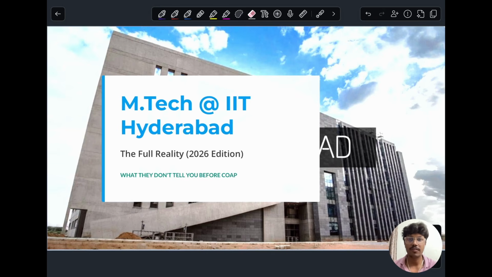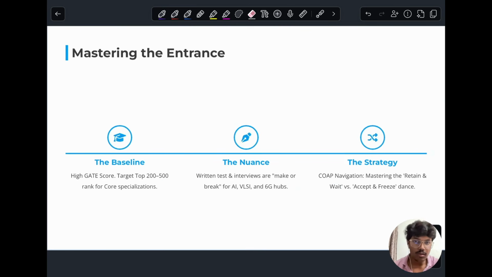After a brief intro, let's start today's topic, M.Tech at IIT Hyderabad from my experience in 2026. So, mastering the entrance. There are three ways you can enter M.Tech. First is TA, which you all know, through COAP portal.